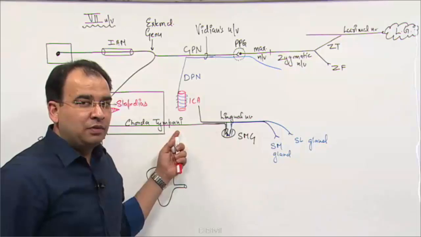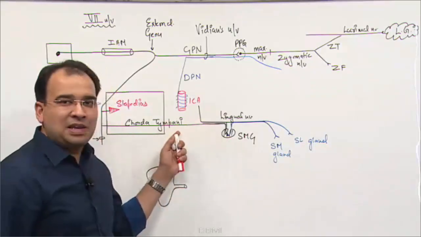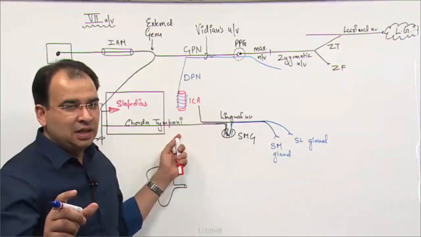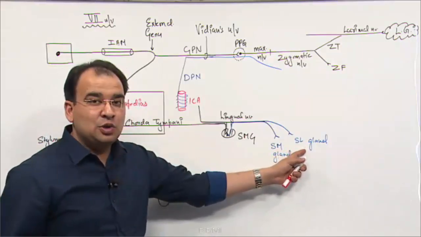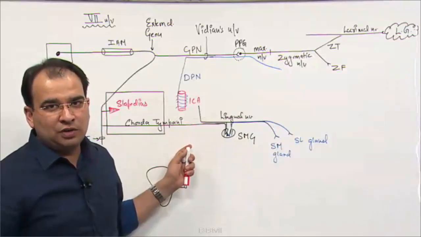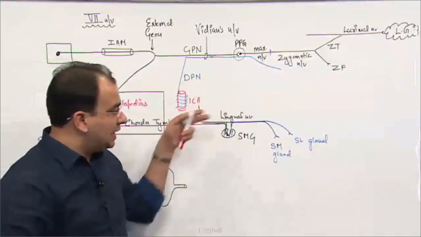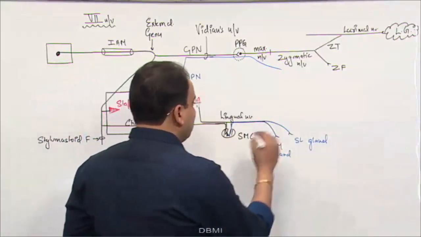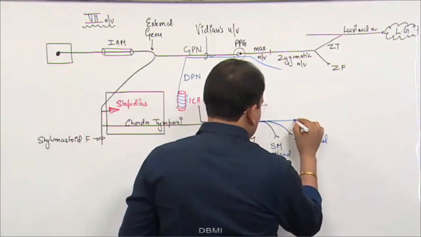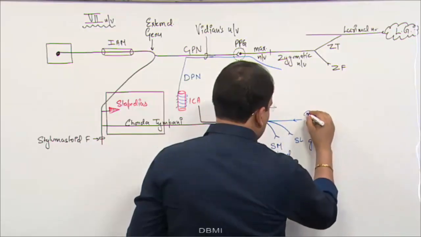Chorda tympani is what type of nerve? Chorda tympani is also a preganglionic parasympathetic nerve, and it's a mixed nerve. It is not only supplying the submandibular ganglion and sublingual gland, it is also carrying the taste sensation from the anterior two-thirds of the tongue. So it has both functions, secretomotor as well as carrying taste sensation. So chorda tympani is a mixed nerve. It also carries taste sensation from the anterior two-thirds of the tongue.